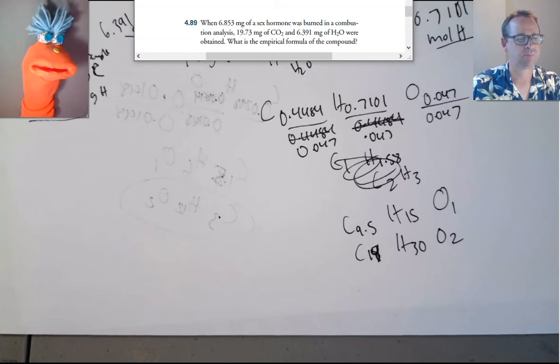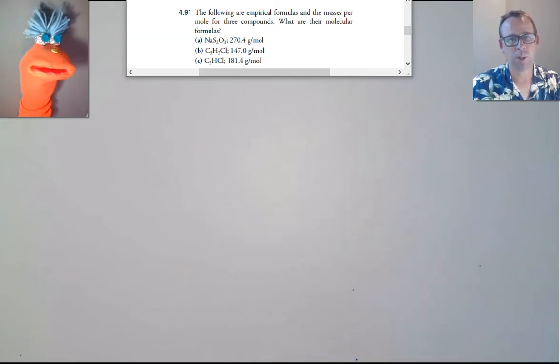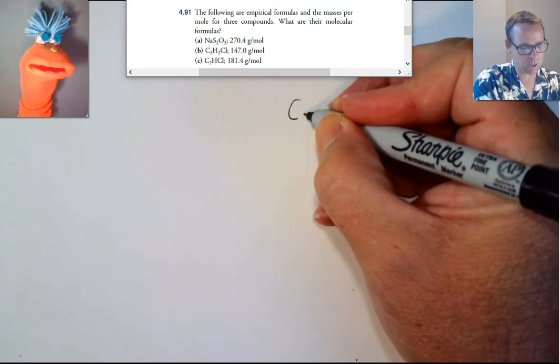Okay, good job. Now we are good at getting the empirical formula, but now we want to be able to relate the empirical formula to the molecular formula. All right. So here's an example of a compound's molecular formula.